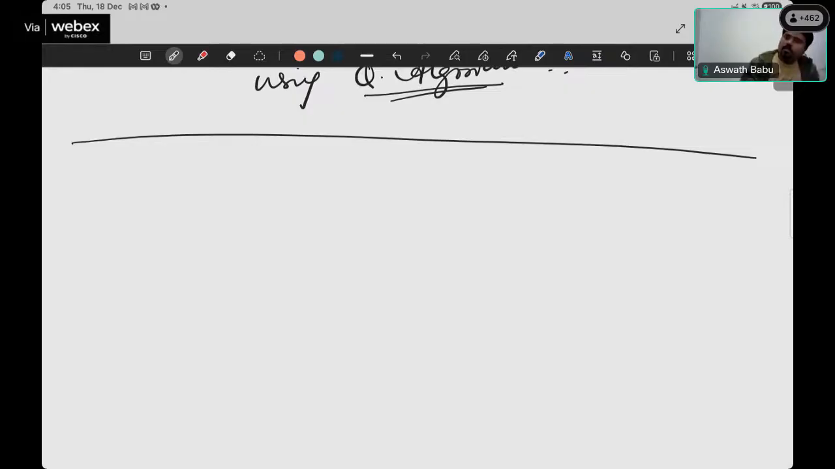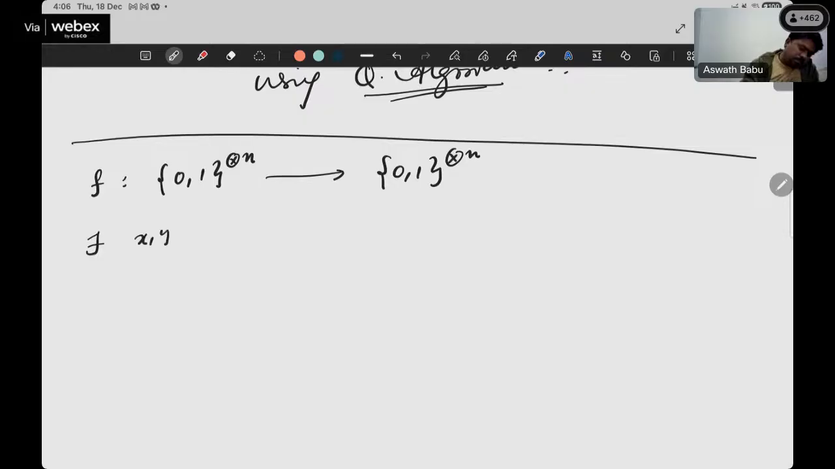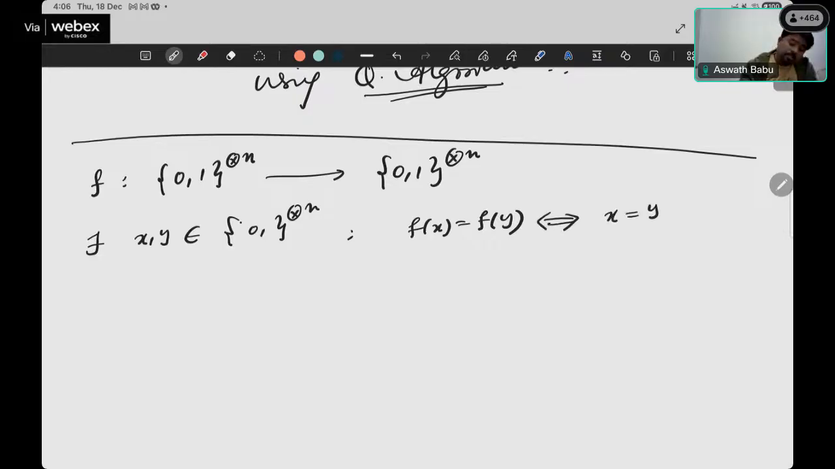Okay. So, Simon's function is f, which goes from {0,1}^n to {0,1}^n. There exist x, y belonging to {0,1}^n, such that f of x is equal to f of y, which holds when x is equal to y with addition modulo s, where s again belongs to {0,1}^n. Right. So this is the function.